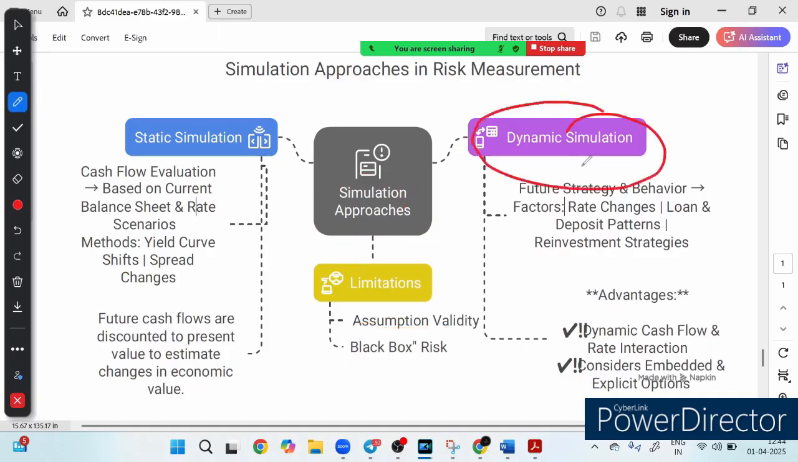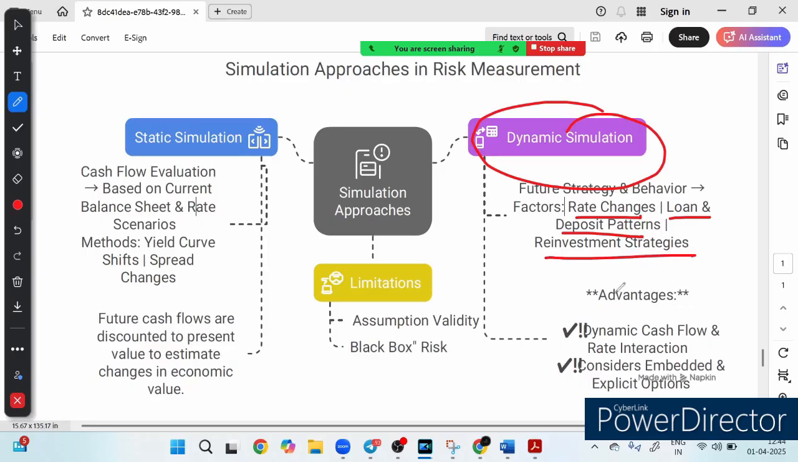The second part is called dynamic simulation. Unlike a static simulation, this method considers future business strategy and behavioral factors. There are some key factors, like rate change, simulating the effect of rising or falling interest rates. Then we have loan and deposit patterns, which means predicting how customers will react to market change. Then we have reinvestment strategy, which means planning how the bank reinvests maturing assets.